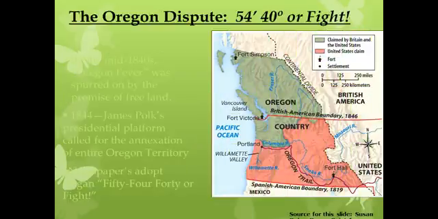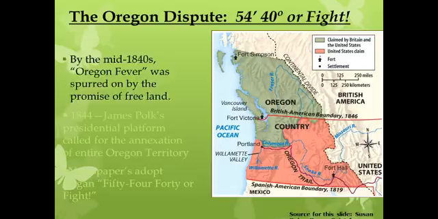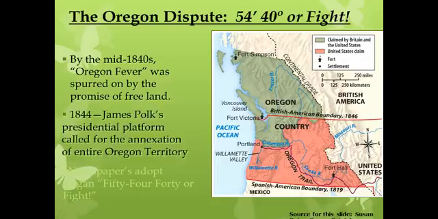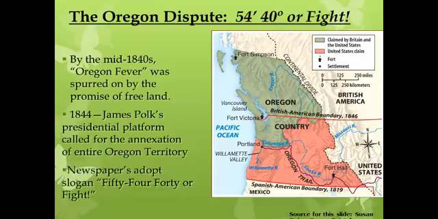Which brings us into the Oregon dispute, which would also be an issue with both Great Britain and with Canada. Okay, so by the mid-1840s, Oregon fever was spurred on by the promise of free land. In 1844, James Polk, who we met in the first presentation, his presidential platform called for the annexation of the entire territory. Again, with the Manifest Destiny, expand the United States borders. Newspapers adopted the slogan 54-40 or fight, which represents this boundary line over here. Okay, that was the longitude, that was the map line of where that territory was. So that's why we have the 54-40 or fight.